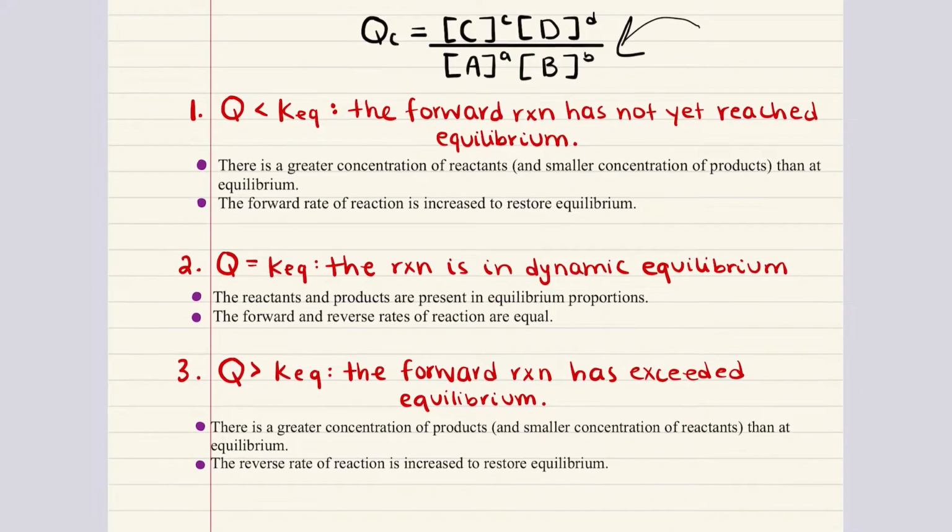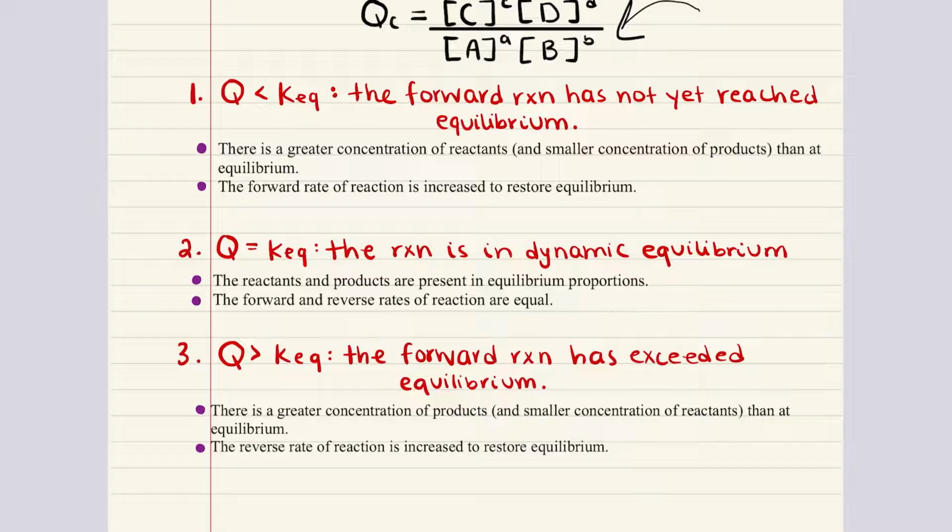Now, comparing Q to K actually allows us to predict which direction the reaction will proceed to reach equilibrium. When Q is less than K, then the forward reaction has not yet reached equilibrium. The reaction is going to proceed forward to reach equilibrium, converting more reactants to products.